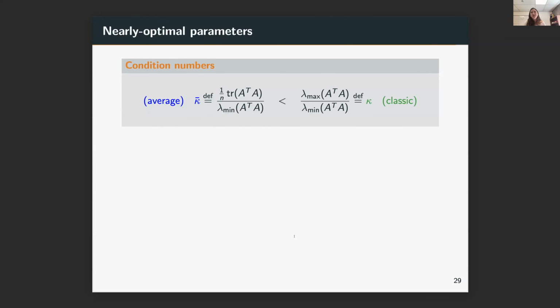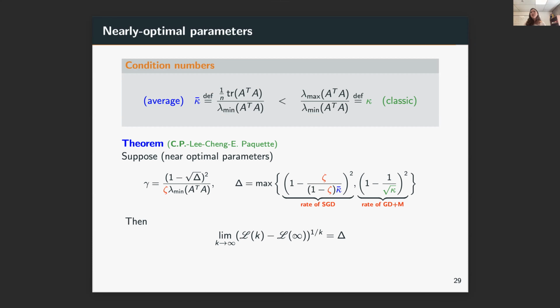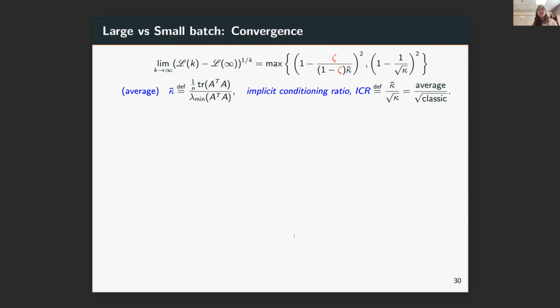So again, the average condition number is going to play a role here. That's the trace over the smallest eigenvalue. And you can write down exactly how to choose your step size and momentum parameter. And you get to see exactly the effect batching has here. So batching here is my zeta, my batch fraction. And then I'll just end here with the effect that you can do because your convergence rate depends on these two quantities, one of which has a batch effect, and one which is the classical momentum algorithm, 1 over square root of kappa.